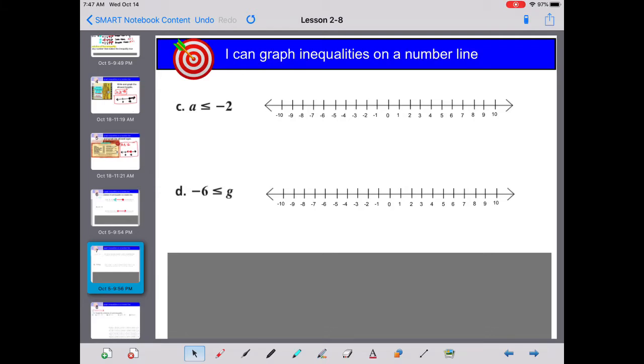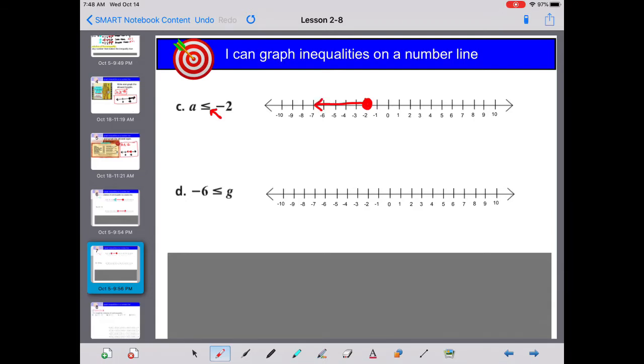Letter C, A is less than or equal to -2. So I put a circle at -2. Then I ask myself, is -2 less than or equal to -2? It is. Notice it has the equal to. Anytime it has that little line underneath, you will fill in the circle. Now, where are numbers less than or equal to -2? They are to the left.